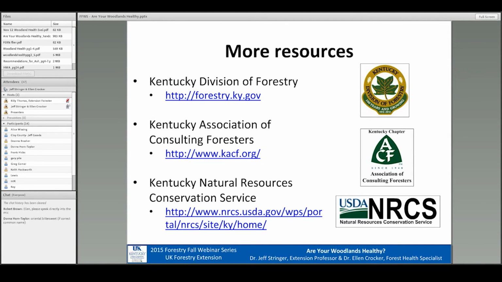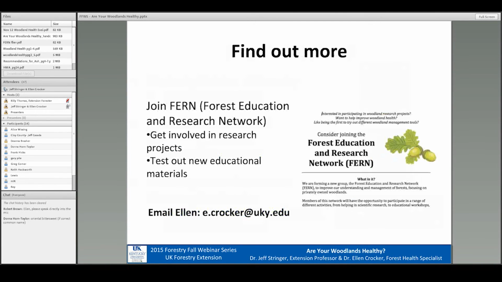So a lot of these issues that we've been talking about, you can at times get farm bill allocation and money to improve the health, whether it's to eradicate invasives, thin the woods out, or get it regenerating. Sometimes you can get payments for that, and that's done through the NRCS. And of course, the Division of Forestry and the Association of Consulting Foresters know how to help you get all this done.